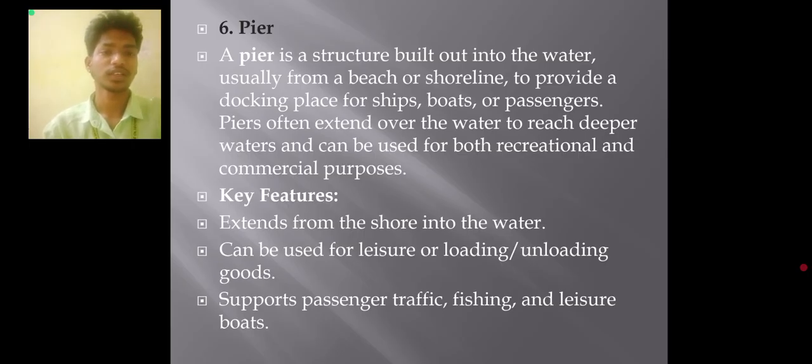Piers often extend over the water to reach deeper waters and can be used for both recreational and commercial purposes. Key features of a pier: extends from the shore into the water. Can be used for leisure or loading and unloading goods. Supports passengers, fishing traffic and leisure boats. It supports passengers, reduces traffic, and also supports fishing.